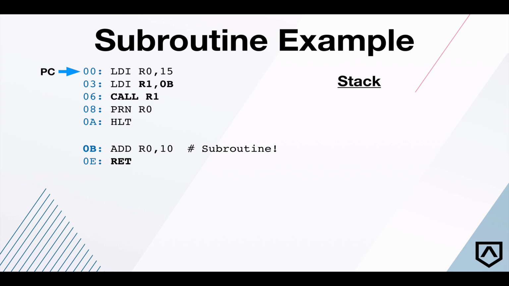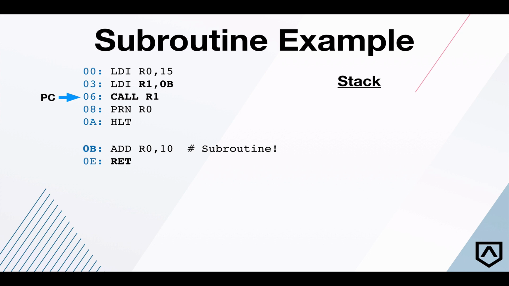So first of all, we load R0 with the value 15. And then I'm going to load R1, register 1, with 0B. Why 0B? Well, if we look down at the bottom of the code there, where the subroutine starts, 0B is the address of the beginning of the subroutine. This is where we want to go. And so I load R1 with the address of the subroutine, where we want to go. And then the very next line is call R1.